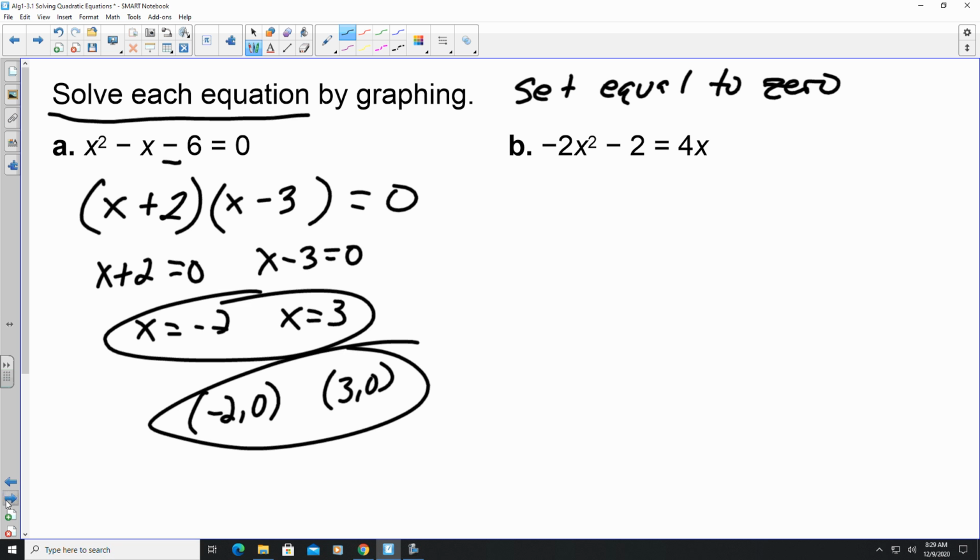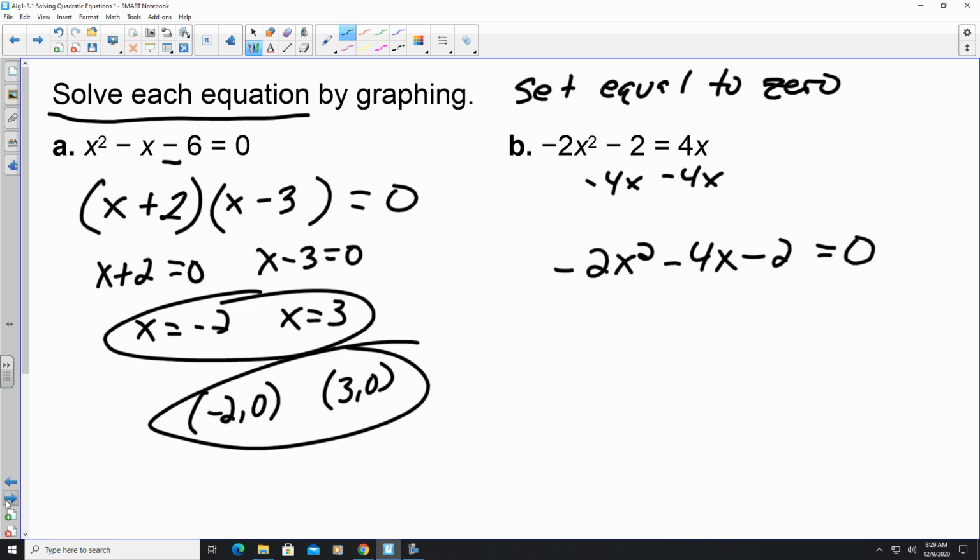For part B, it's not set equal to 0, so I'm going to subtract 4x from both sides. So now I've got -2x squared minus 4x minus 2 set equal to 0. I rewrote it that way in standard form to keep things consistent.